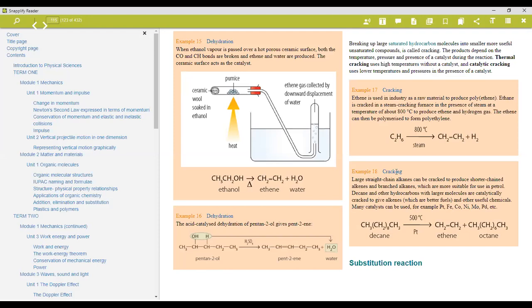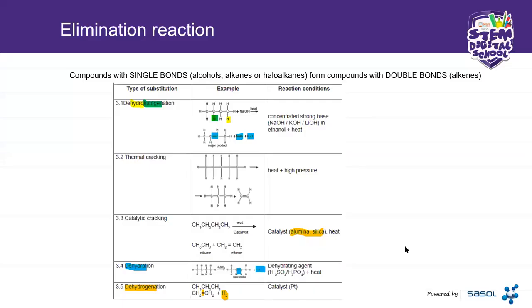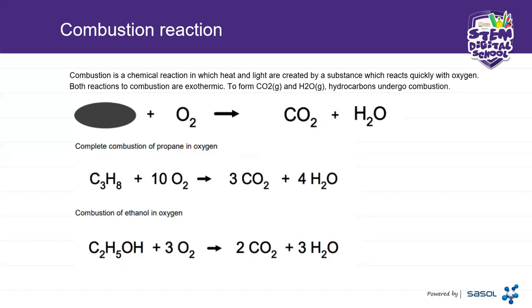Then now we're moving on. This part is going to be very, very short when we talk about combustion reaction. What is a combustion reaction, guys? Combustion is a chemical reaction in which heat and light are created by a substance which reacts quickly with oxygen. Both reactions of combustion are exothermic and form carbon dioxide and H2O.